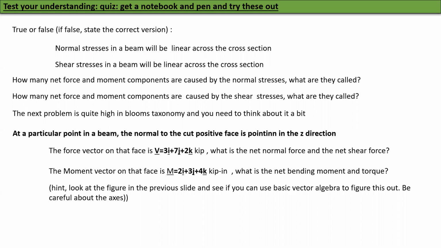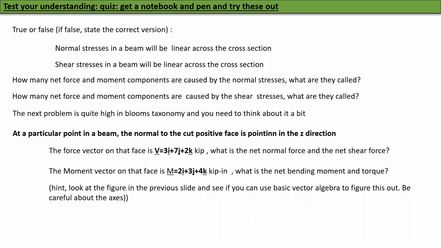What are they called? How many net force and moment components are caused by the shear stresses? What are they called? The next problem is high in Bloom's taxonomy, and you need to think about it a bit. At a particular point in a beam, the normal to the cut positive surface is pointing in the z direction. The force vector on that face is V equal to 3i plus 7j plus 2k kips. You know, kip is kilopounds. What is the net normal force and what's the net shear force?